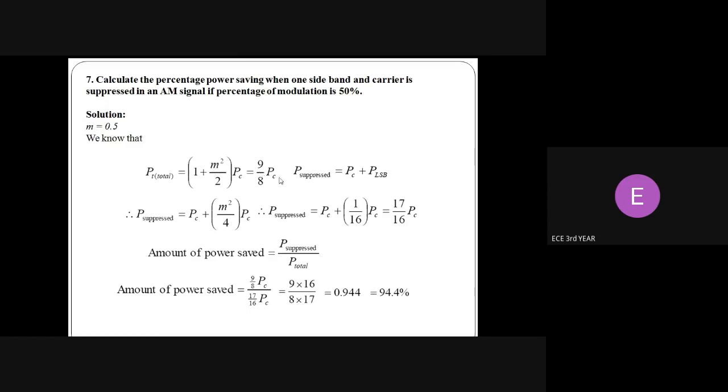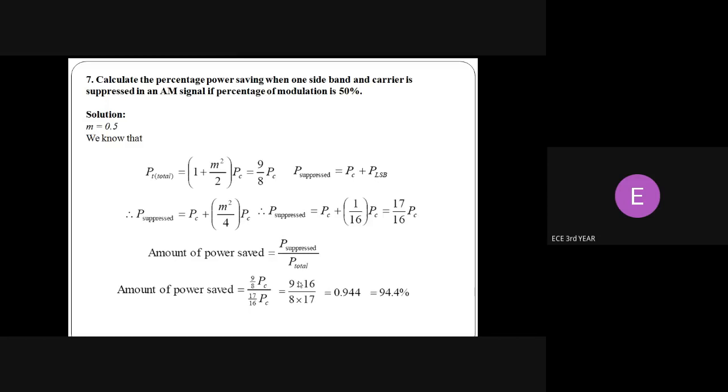We calculate in terms of PC. And the P suppressed formula is PC plus LSB. PC plus LSB is 1 by 16 into PC, which is 17 by 16 PC. So we want to divide 17 by 16 PC by 9 by 8 PC. So PC gets cancelled, and finally 9 into 16 and 8 into 17 are combined. Therefore 0.944. This is nothing but a fraction, and we want to convert it to a percentage by multiplying by 100. So 94.4% of the power has been saved.